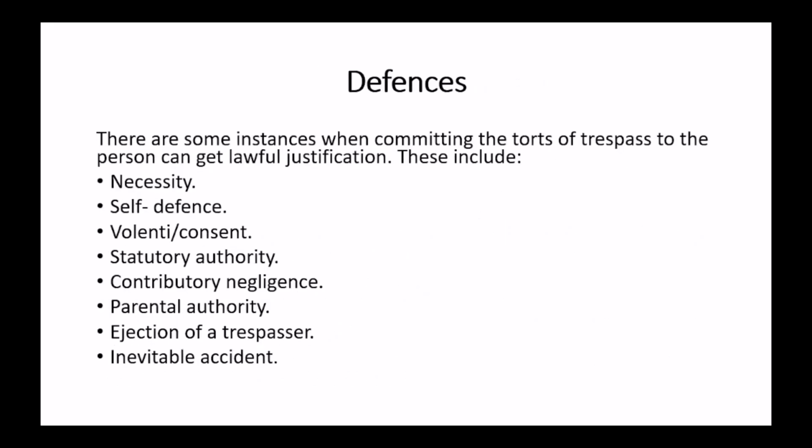So let's look at some of the defenses. There are some instances when committing the torts of trespass to the person can get lawful justification, and these include necessity, self-defense, voluntary consent, statutory authority, contributory negligence, parental authority, ejection of a trespasser, and inevitable accident. These are just the same defenses that we had already seen in the tort of trespass to goods and conversion.